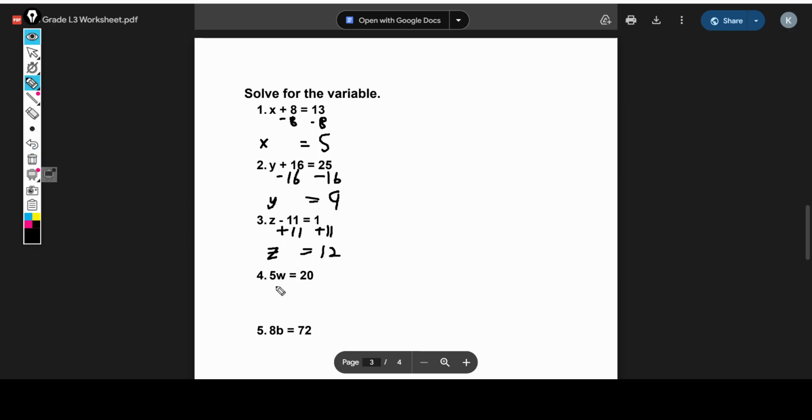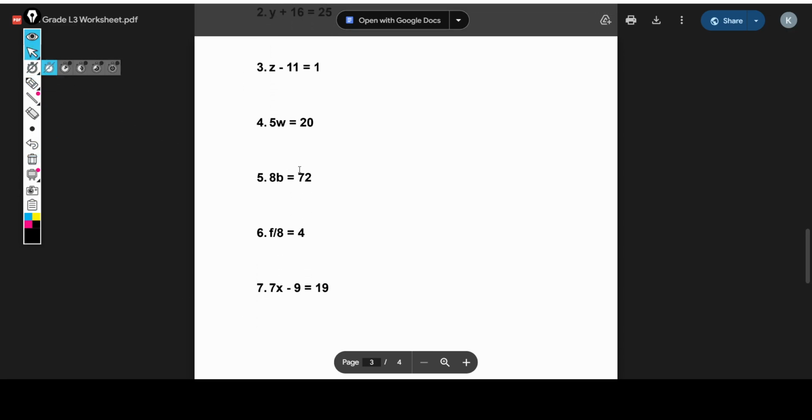For this next problem, we have 5w equals 20. Now, once again, we want to get this w all by itself. So we'll divide both sides by 5, because the opposite of this multiplication is division, which will cancel these two out. Always do it to both sides. And then these cancel out to give us w equals 20 over 5, which we know is 4. For number 5, we do the same thing, divide both sides by 8 to get the b by itself. 72 divided by 8, that's equal to 9.